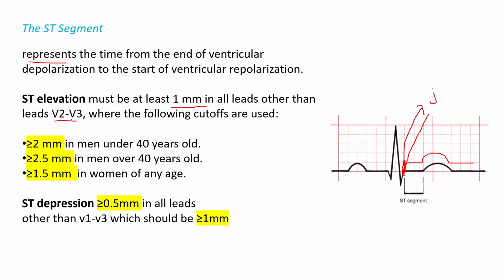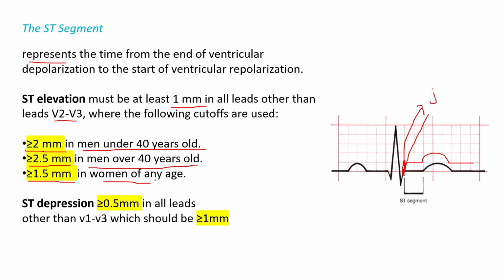In case of V2 and V3, to say there's an ST segment elevation, you should have more than two small boxes in men under 40 years old. You should have more than or equal to 2.5 small boxes in men over 40 years old, and you should have more than 1.5 small boxes in women of any age. The reason for this is that normally there's a variation in healthy people that they have a mild elevation in ST segment in leads V2 and V3, even in healthy people. That's why we give these criteria.